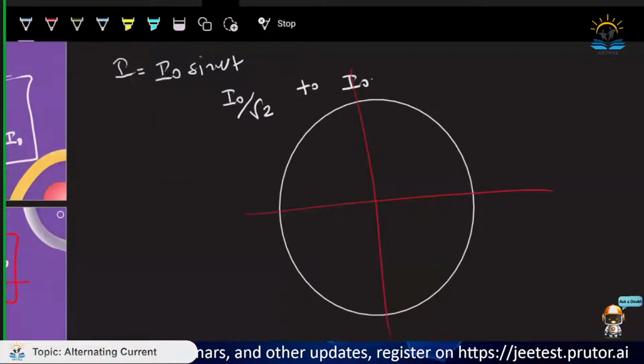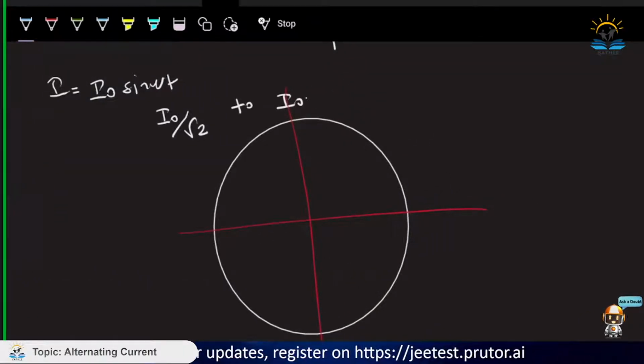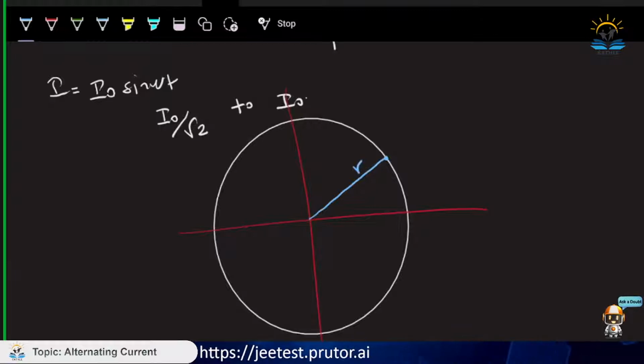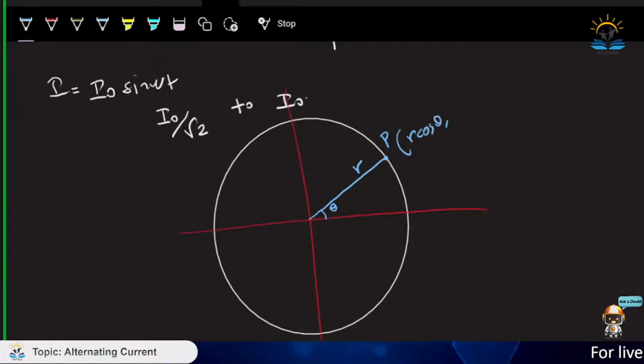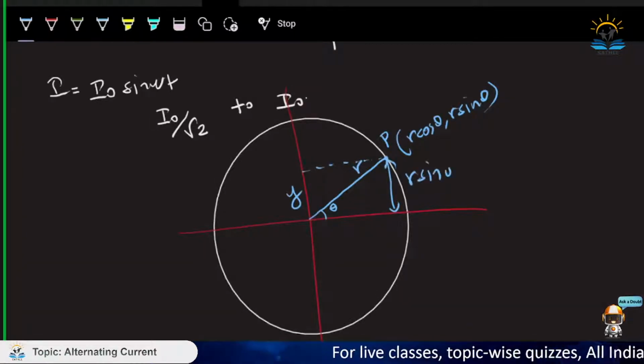See, I0 by root 2. Suppose I take a point here, and the radius of the circle is r. The angle made with the horizontal is theta. The coordinates of this point P we can write as r cos theta, comma r sin theta. That is, r sin theta means the y distance, right?